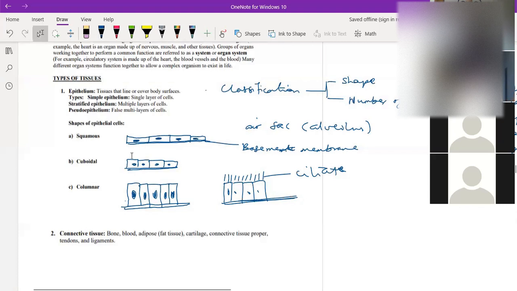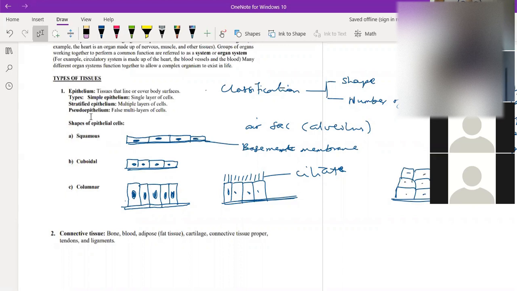All right, so these are all simple, because one layer. Now we have multiple layers. Let me draw one multiple layer for you to see. Something that will look like this. You have the basement membrane, and then you have this on top, then another one. So this will be stratified.